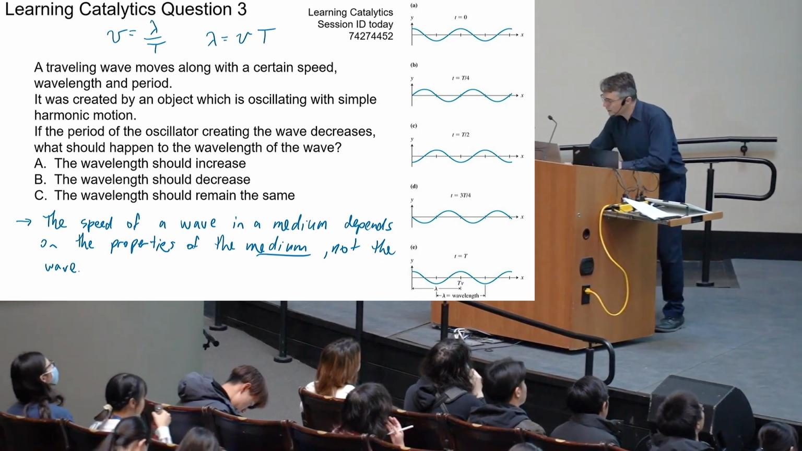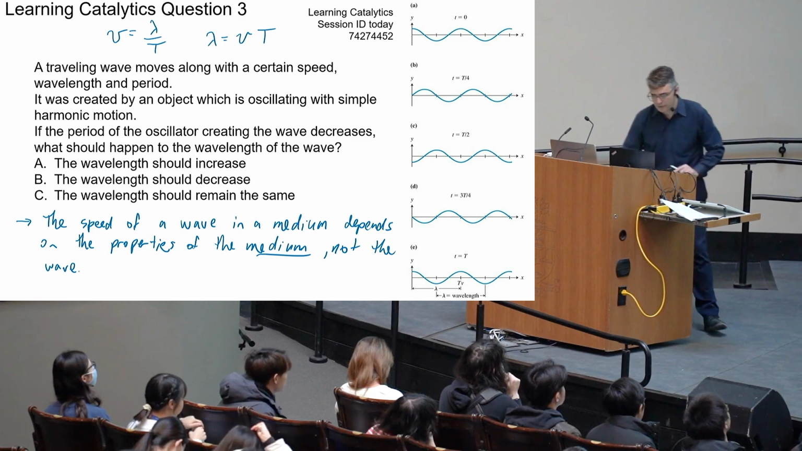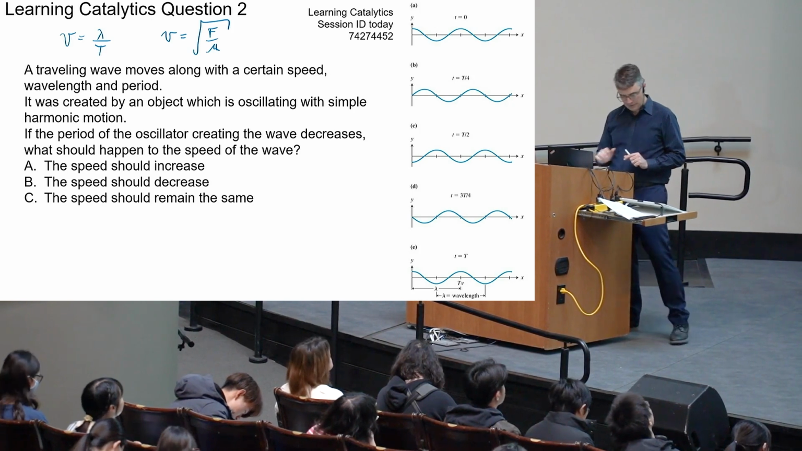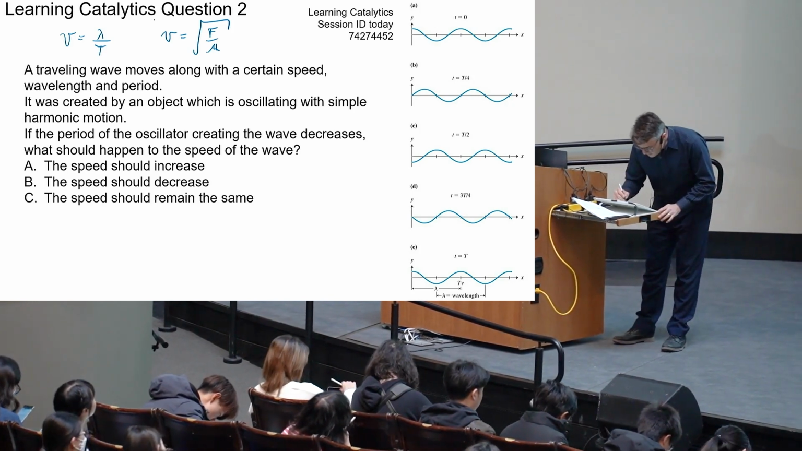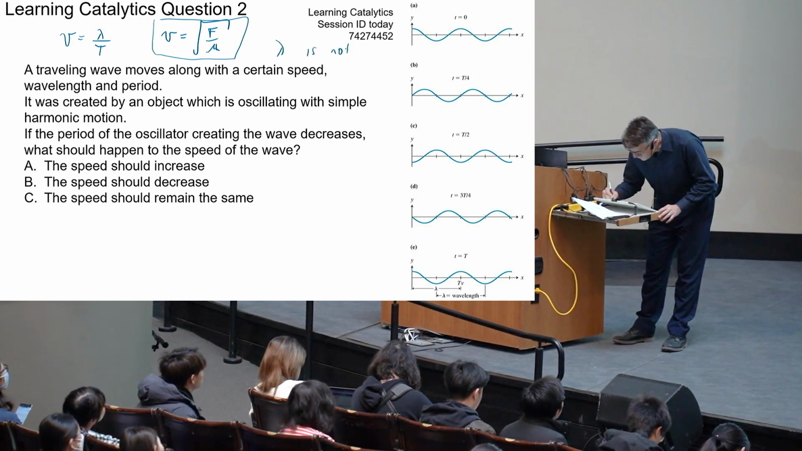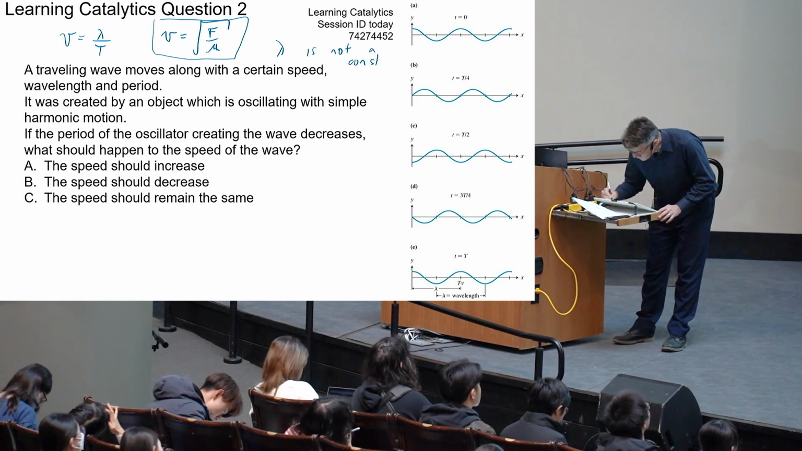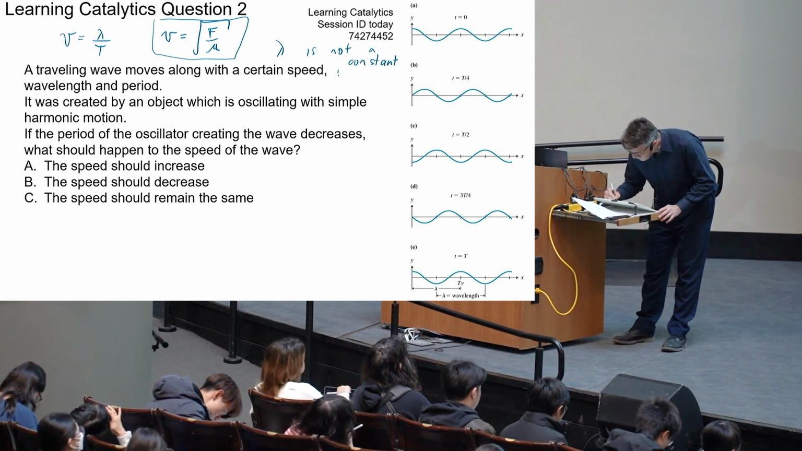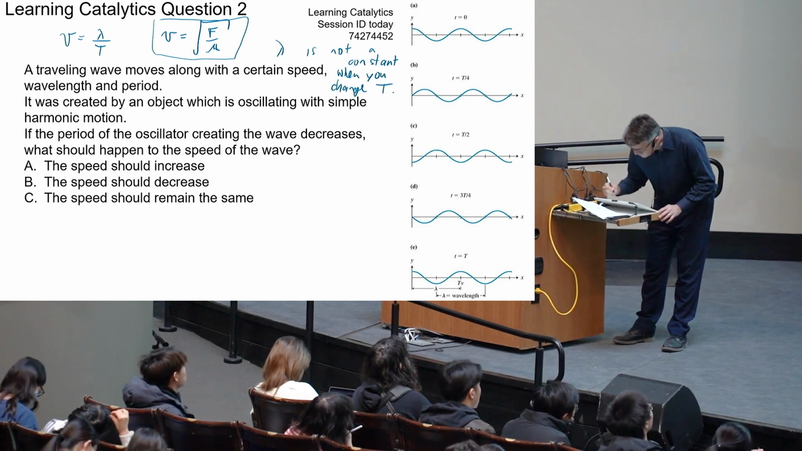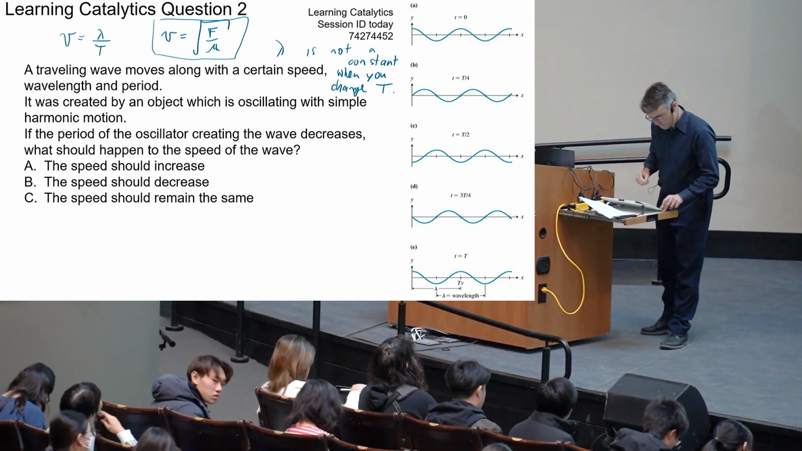And just going back to this one real quickly, we definitely need a round 2. Okay, so lambda is not a constant when you change the period. Change the period, change the wavelength. Okay.